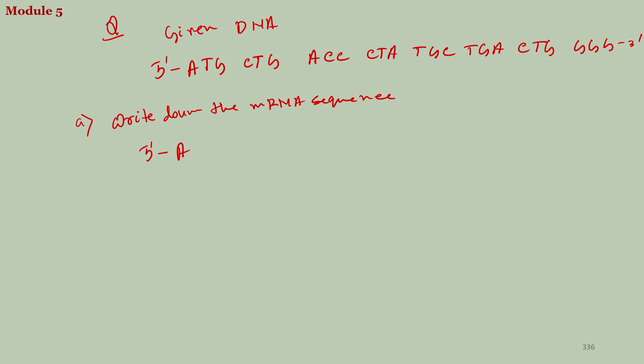So, your sequence would be AUG, CUG, ACC, CUA, UGC, UGA, CUG and GGG. That would be your RNA sequence.